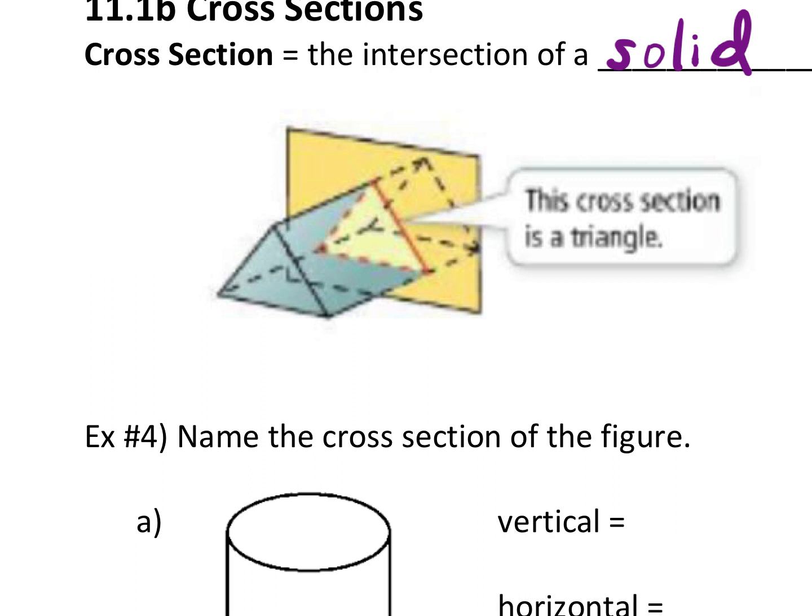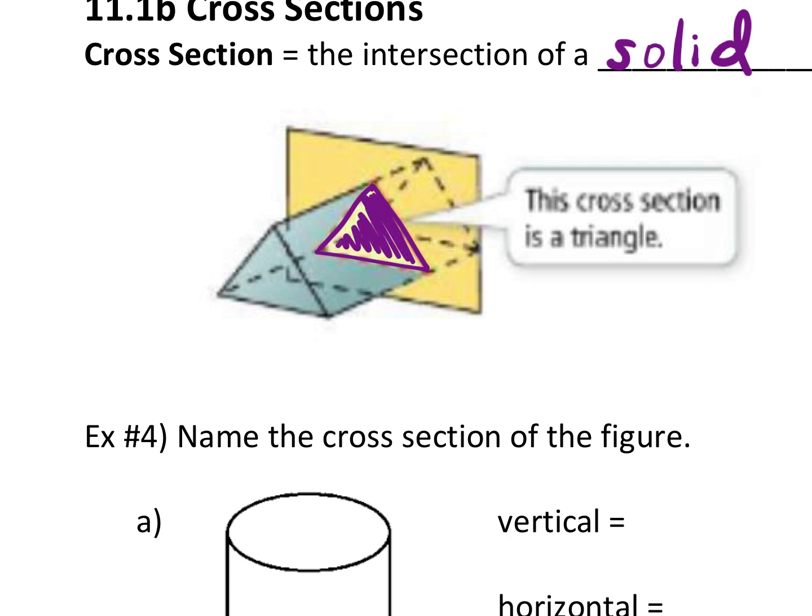Now look at this one. This is a triangular prism, right? It's got two bases, so it's a prism, but it's got triangle bases, okay? If I take a plane and I go through like this, it would be a triangle, right? It would be this shape. Wherever I cut through, it would be that triangle. So this one, they put it through vertically because it was sitting on its side, and it was a triangle.